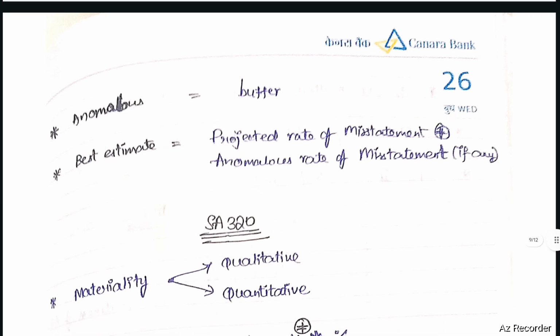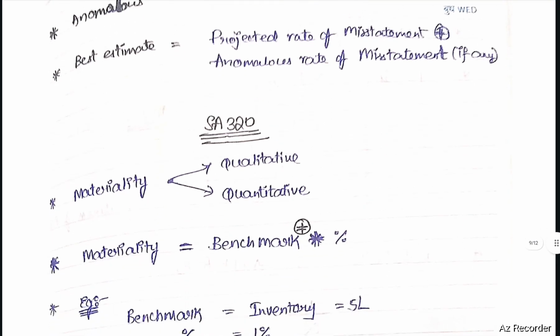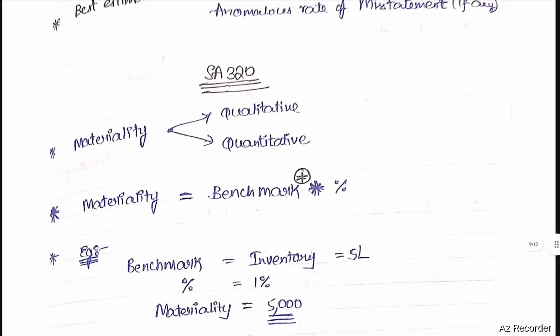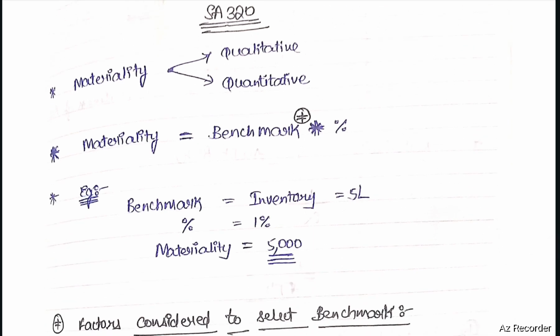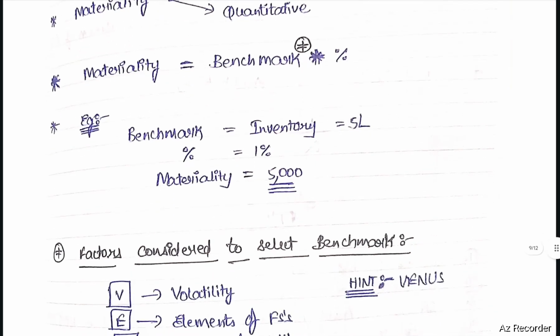Anomalous means buffer. Best estimate means projected rate of misstatements plus anomalous rate of misstatements, if any. SA 320, materiality can be qualitative as well as quantitative. Materiality equals benchmark into percentage. Benchmark, if inventory is 5 lakhs, and the percentage is 1%, in such a case, materiality amount will be 5,000.